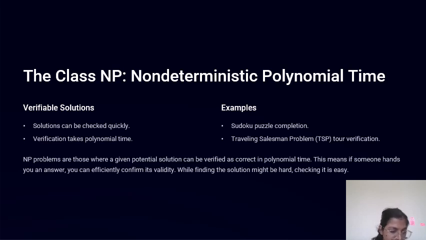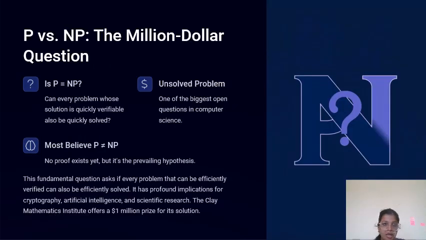So, what is the NP class of problems? The class NP is a class of decision problems that can be solved by a non-deterministic polynomial algorithm. This class of problems is called non-deterministic polynomial. P versus NP. Most decision problems are in NP.